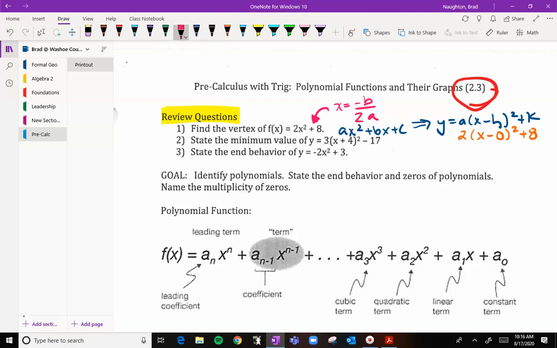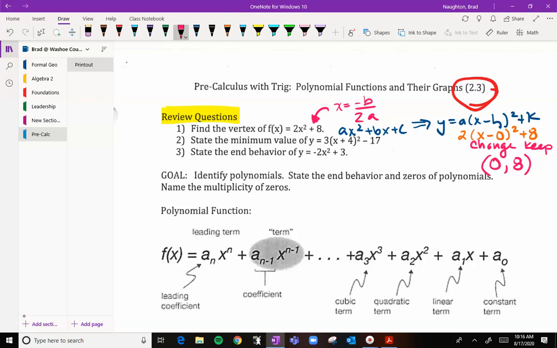So then we go ahead and change keep. So our vertex is going to be 0, because there's no such thing as a negative or positive 0, and 8. So that is our vertex. That is review question number 1.